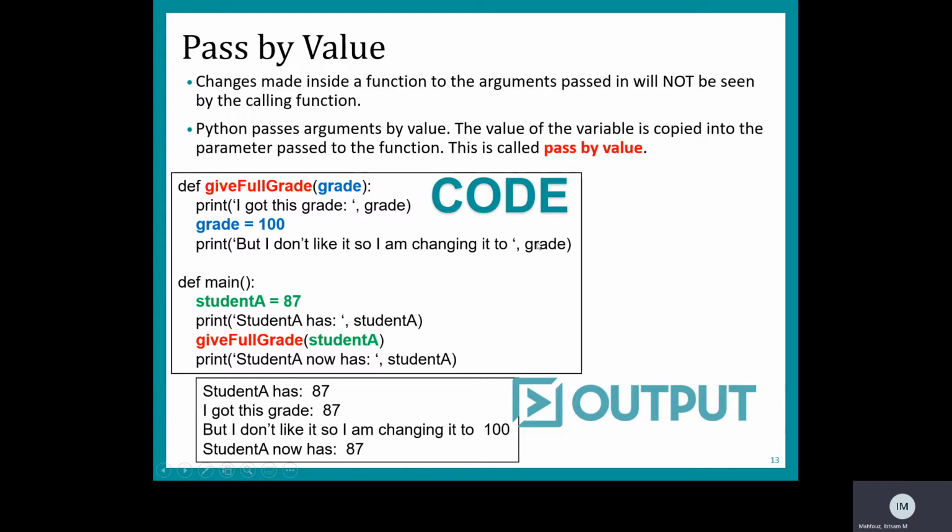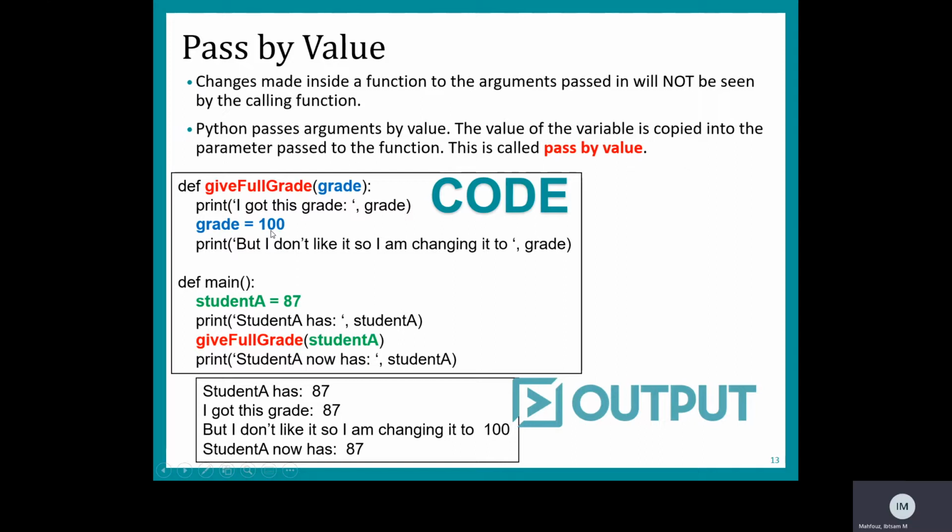Now let's see in main what's happening. Main here has a variable called student A. That's 87. It's printing student A has 87. Okay, so here the value of student A is 87, so it's going to print 87. Then it's going to call give full grade with this 87. So here, the student A, whatever is stored in it, which is the 87, comes here. So we're going to see the 87 printed. And so that's why you see I got this grade 87.